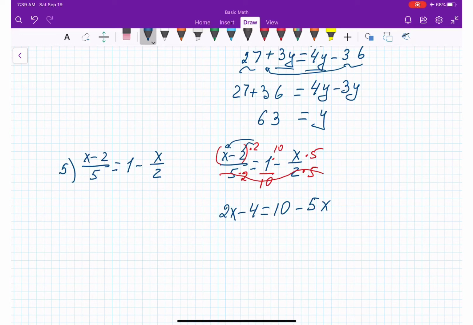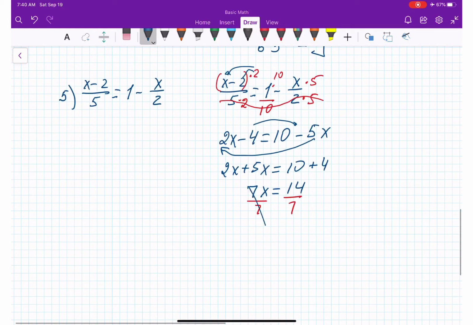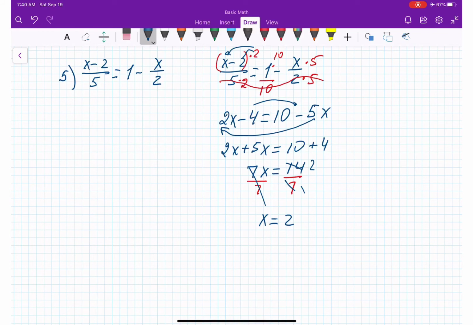Okay, since 5x is negative, I'd rather move 5x to this side to get it positive, so it will be 2x plus 5x equals 10, and negative 4 moving to this side will be 10 plus 4. Okay, what we get here, 7x is equal to 14, and we divide by 7, and our solution is, this is 1, this is 2, because 14 divided by 7 is 2, 7 divided by 7 is 1, and x is equal to 2. Next question.